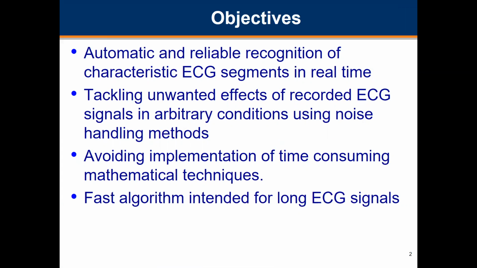Automatic detection of characteristic segments in the ECG signal is of crucial importance for fast and reliable recognition of artifacts that are further analyzed as a means for setting a diagnosis. In previous research efforts that we encountered, segment detection is done using discrete wavelet transform, Hilbert transform, adaptive filtering, etc. for handling the noise within ECG signals, which is computationally expensive. So our goal was to avoid implementation of time-consuming mathematical techniques.